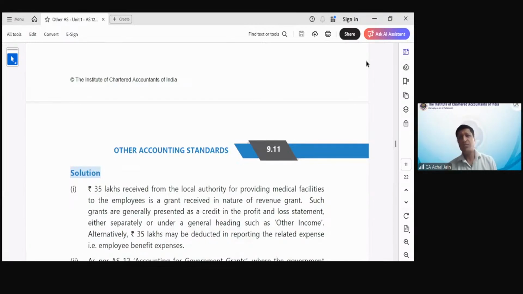So now if you look at this 35 lakhs, which is received for providing the medical facilities, can we say it's related to asset? No. Does it appear to be the one in the nature of promoter's contribution? No. Clearly, it's the one which is related to expenses incurred. So there are two ways it can be treated. First, it can be taken to other income, or instead of taking it to other income, it can be reduced from the related expense. And what is going to be that related expense? Again, it will be the employee cost.